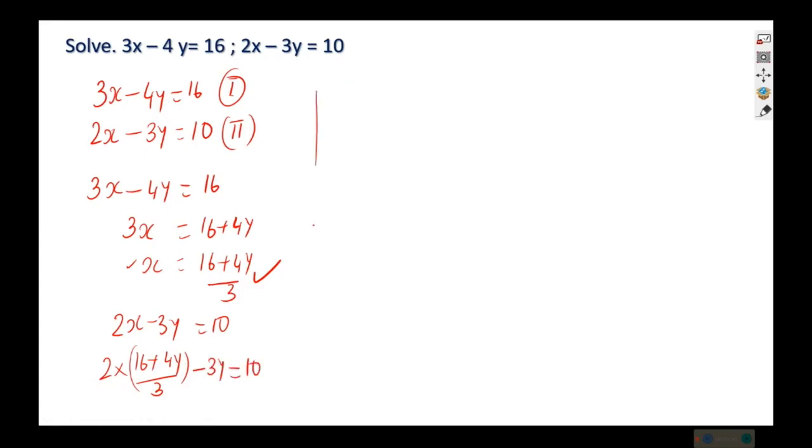Further we can simplify it. We can simplify this in such a way that 2 into 16 is equal to 32 plus 8y upon 3 whole minus 3y is equal to 10. Further again we can simplify by taking LCM.